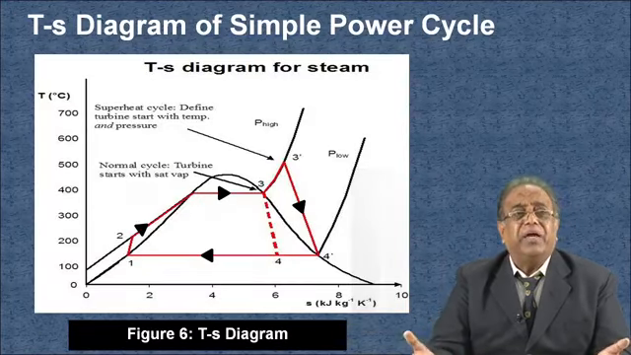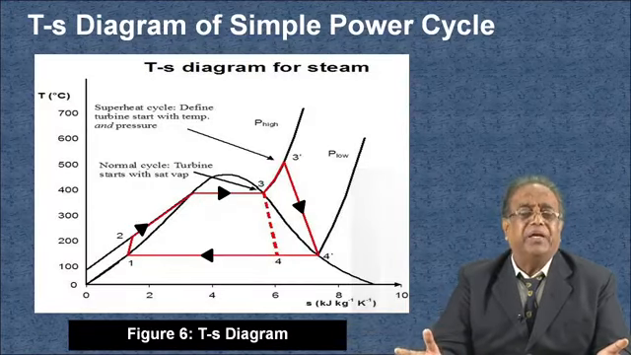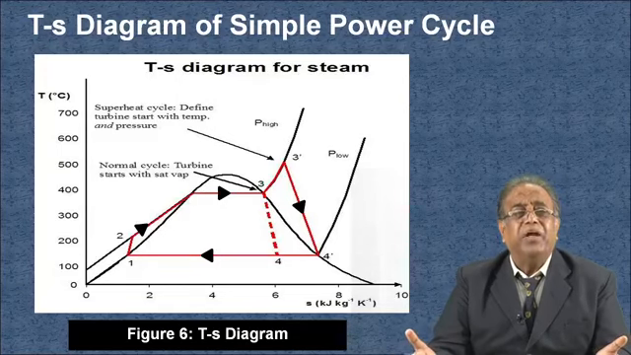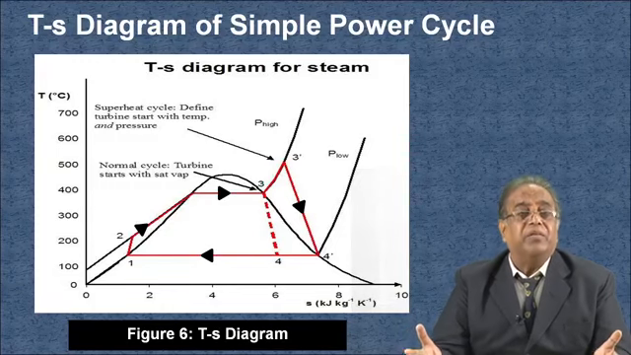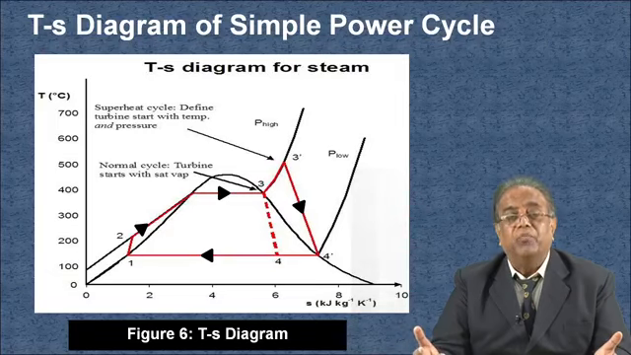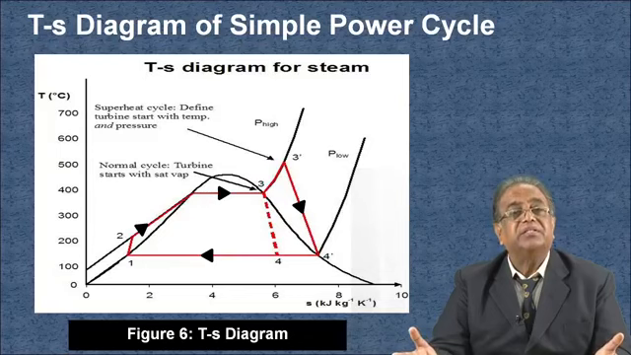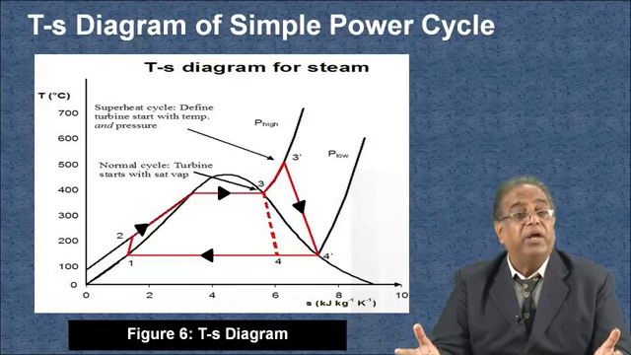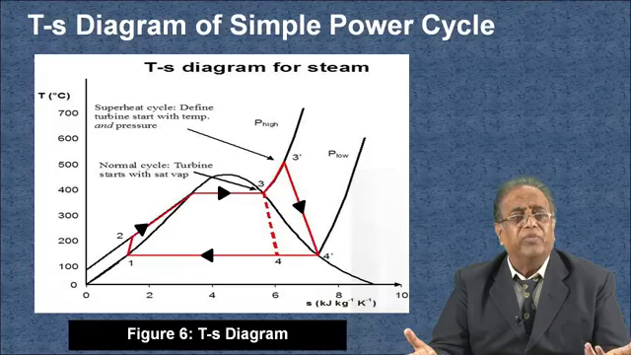Now, this is another TS diagram of a simple power cycle. Again, you see that point 3 is the entry point of the turbine. It is a normal cycle, where the turbine starts with saturated vapor. It is not a superheated vapor, but since it is touching the dome at point 3, it is saturated vapor. So, in the normal cycle, the cyclic process will be 1, 2, 3, 4 and 1, which is shown in the figure, and an arrow is given for the cyclic process.